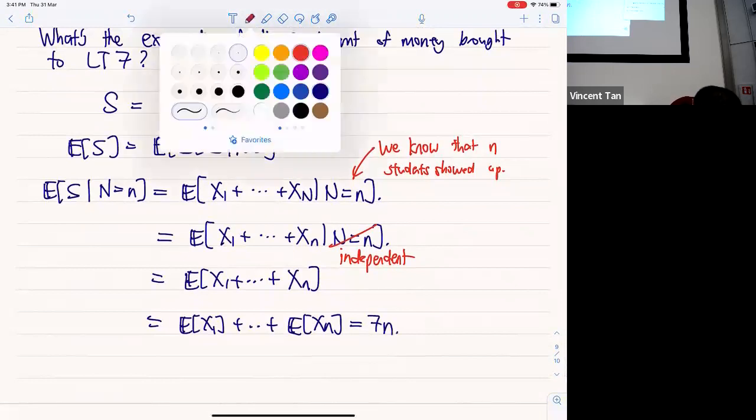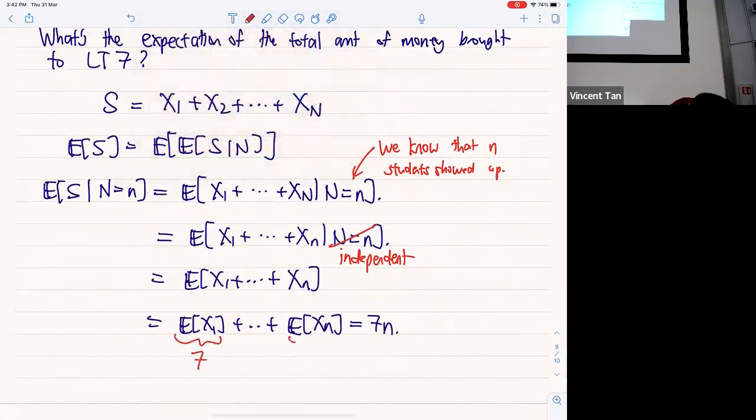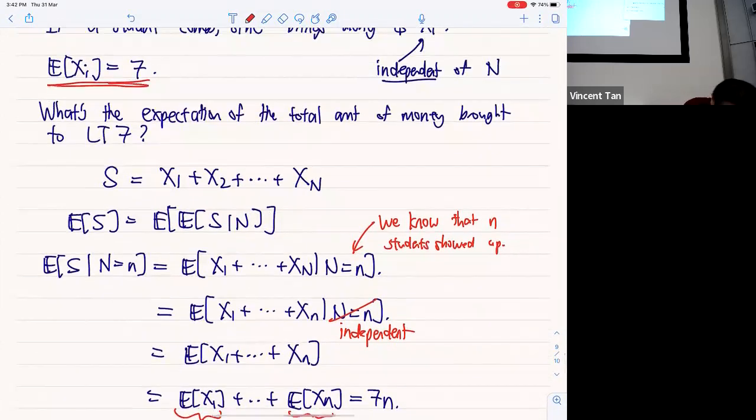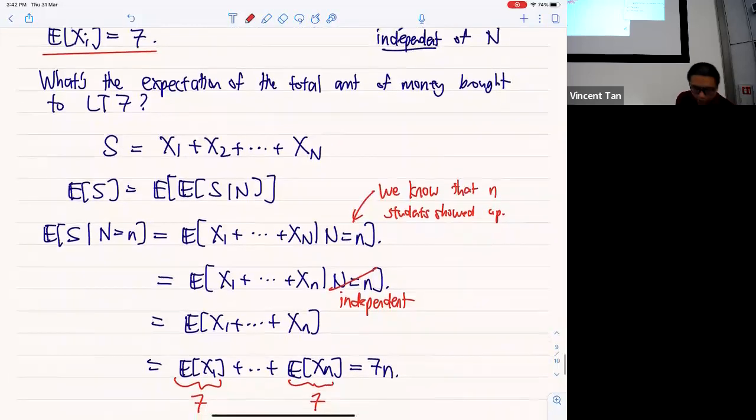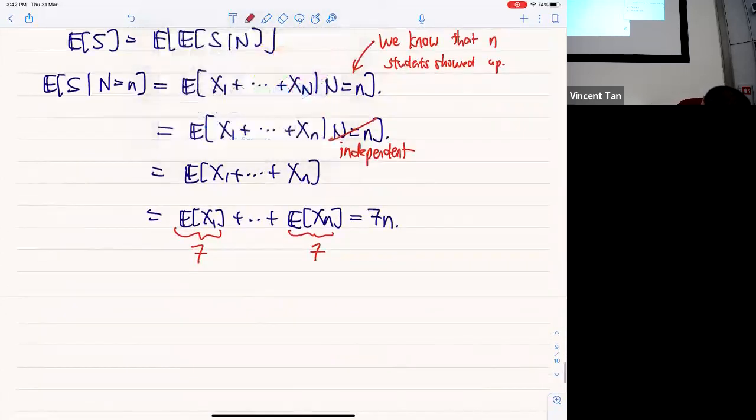Each one of these guys is 7 and there are n terms. 7 times n. Because here, every expectation is 7. Because I said so. Because I know how much you have in your wallet. Understand? So now I de-randomize. I fix the number of students to be little n. Okay? Got it?